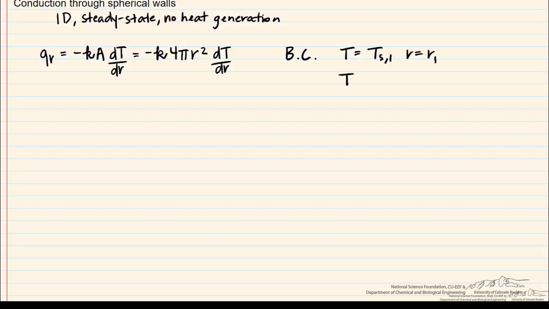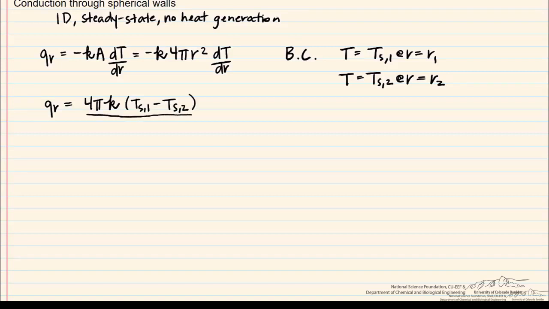So we're going to need boundary conditions such that T is equal to T_s1 at r equals r1, and T is equal to T_s2 at r equals r2. We end up with an expression Q_r is 4 pi times k, the thermal conductivity, times (T_s1 minus T_s2), and this is all divided by 1/r1 minus 1/r2.